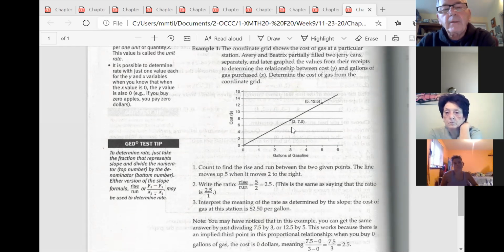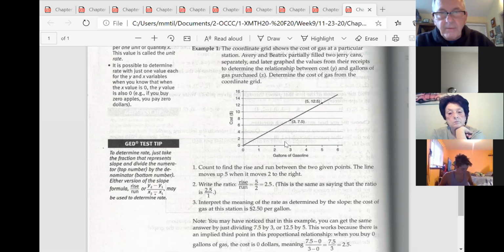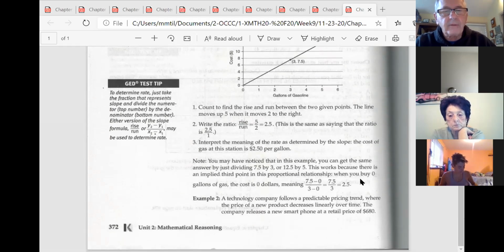You could do it that way. You could go from 3 gallons to 5 gallons. That would be 2 in the denominator. The numerator would be 750 into 1250. That's 5. 5 into 2 is 2.5. So it's $2.50 per gallon. That's what that graph shows you. Okay, that's what they got down here.